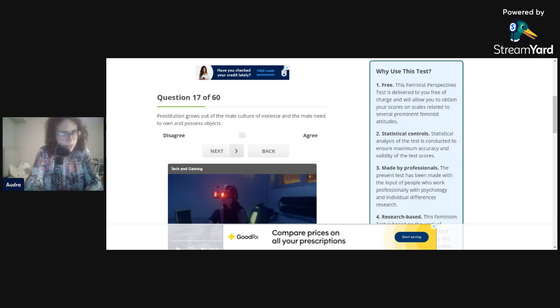Prostitution grows out of the male culture of violence and the male need to own and possess objects.